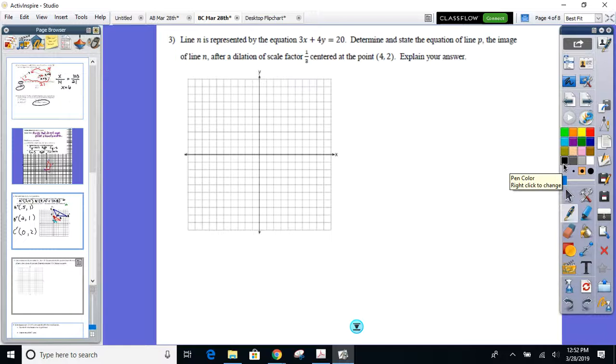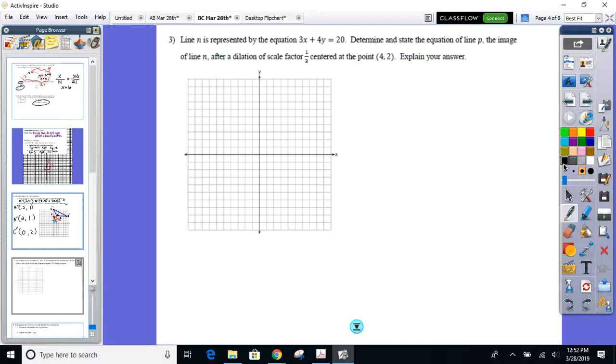Here's an example where we're going to dilate a line. But I don't know, anybody thinking to themselves right now, how does a line get bigger? That doesn't happen. Okay. Well, lines go on forever. So I can't really make it any longer, right? So how am I going to dilate a line? Well, a line's made up of what? Infinitely many points. So those points can either get further away or closer to a certain point.